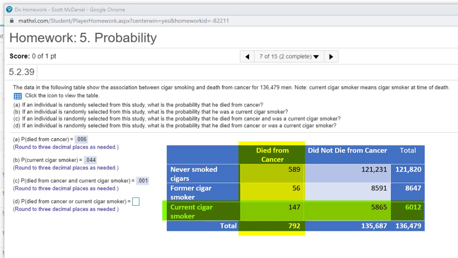Except I've double counted, right? I've already added up the 147 twice. So I could just add up the 5865, or I could add the 6,012 and then subtract back out the 147, which would give me the 5865. It doesn't really matter which way you go. It's the same calculation.